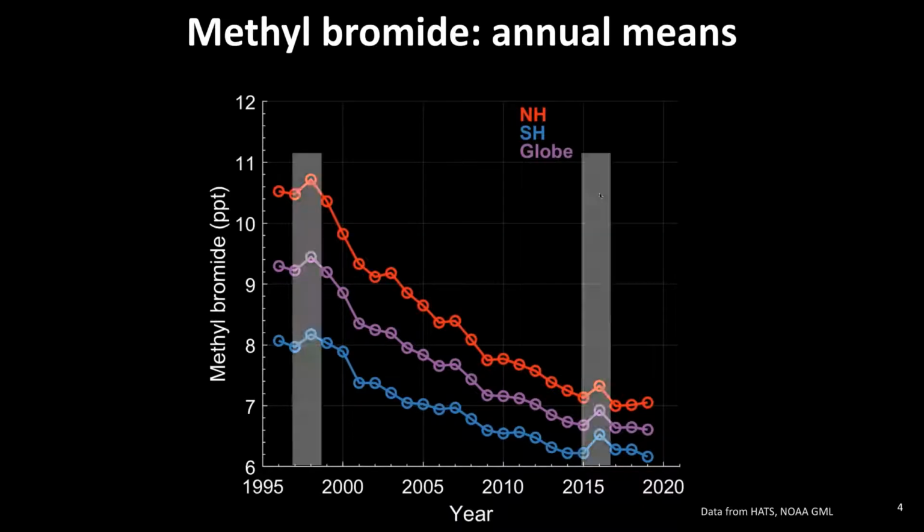But what you'll also notice is that superimposed on the decline are some variations where we have increases in methyl bromide globally during certain time periods. The two I want to emphasize are highlighted with the shaded area. The first being 1997 to 1998, and then the second being 2015 to 2016. And we see that methyl bromide globally increased. What was causing this increase is something that we're going to try to explain.